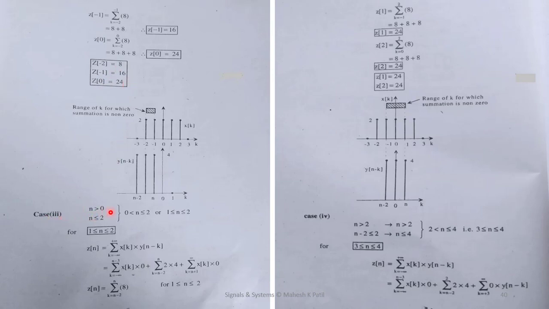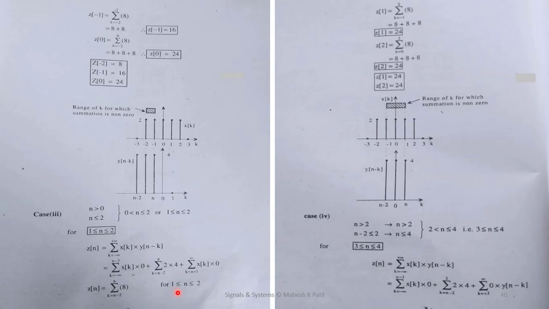So n greater than 0 and n less than or equal to 2. So for this case, n is in between 0 to 2, or we can write n is in between 1 to 2. So for the region n in between 1 to 2, we can write output z of n as summation x of k into y of n minus k, where k varies from minus infinity to plus infinity. Now put the corresponding limits and consider the overlapping regions there. And if you solve this, you will get z of n as summation k varies from n minus 2 to n of 8.